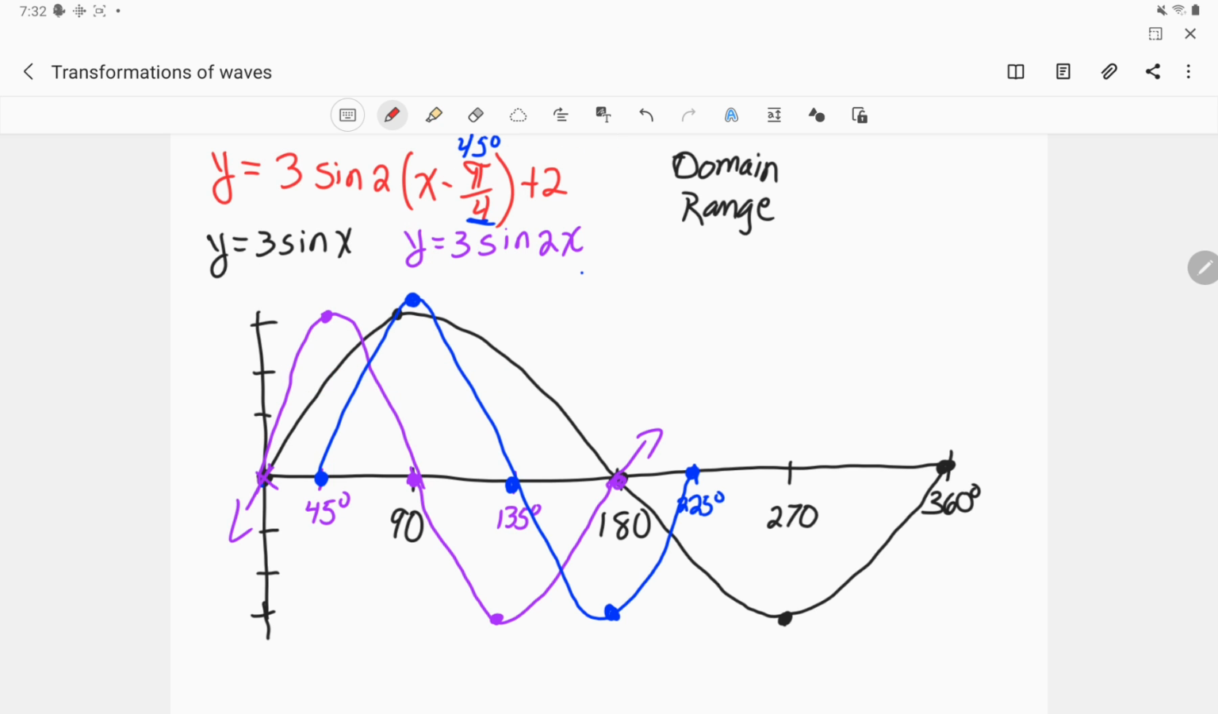So finally, I'm going to graph the red one. And the only thing I have left to do with the red one is move everything up 2. So this is going to go up 2. 1, 2. So it's here. This is going to go up 2. So 1, 2. So it's here. Each of the remaining points goes up 2 in the same way. So same place, just moved up 2. All right. So the red graph is my final graph.